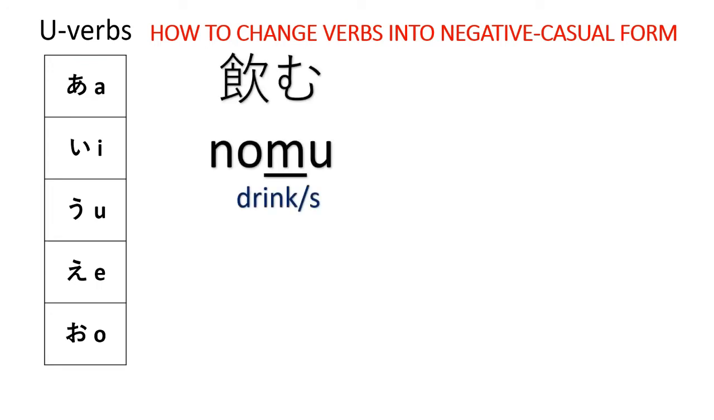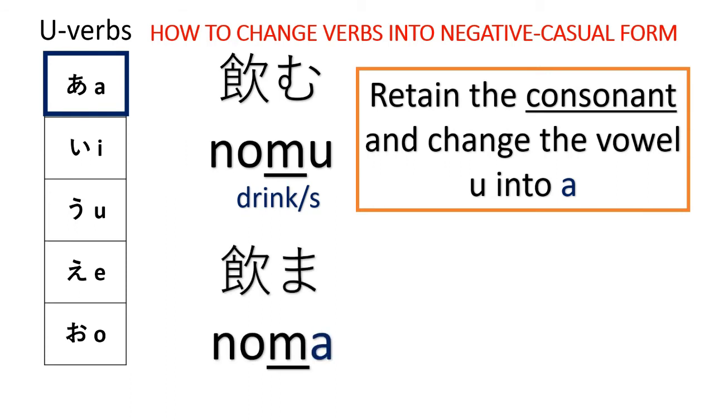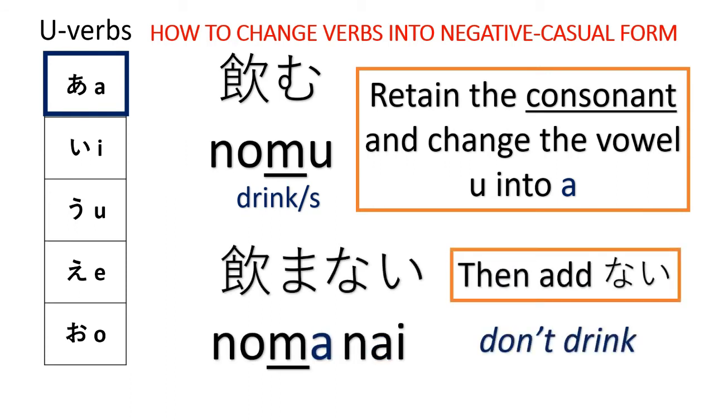Second verb, nomu. Again, retain the consonant M in nomu and change the vowel U into A. And it becomes noma. And then we add nai, nomanai. Don't drink, nomanai.